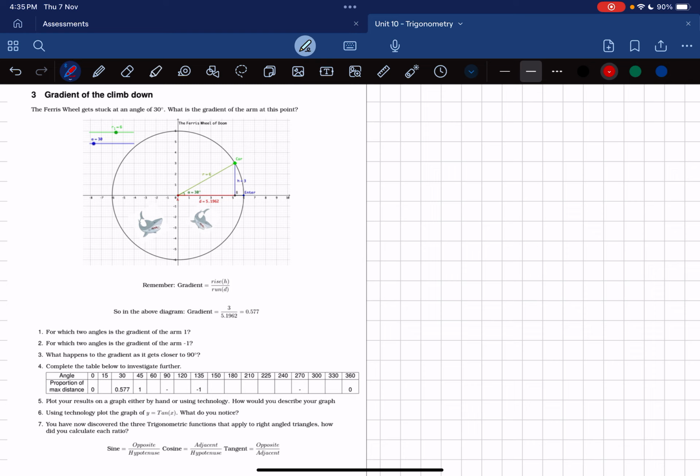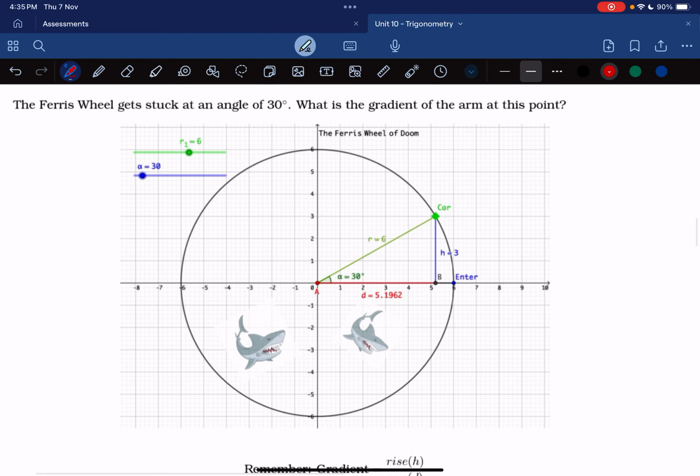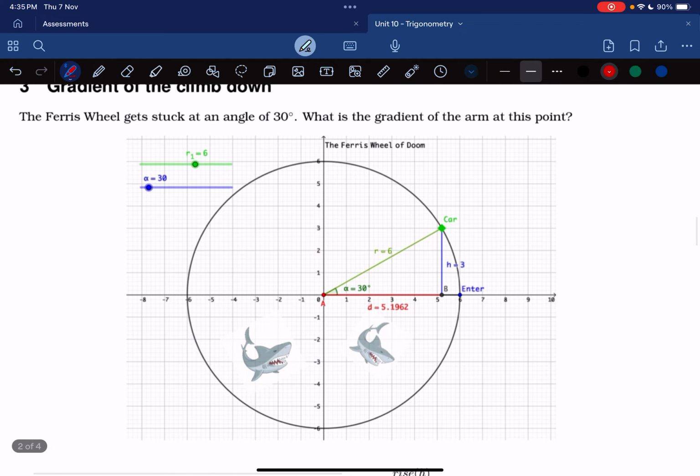All right, everyone, we are moving on to the third page of our Ferris Wheel of Doom investigation. So here we're taking a look at this scenario if our car is to get stuck at any given angle here. Okay, here our angle is 30 degrees. And if our car gets stuck, we want to know what the gradient of the arm is at that point.